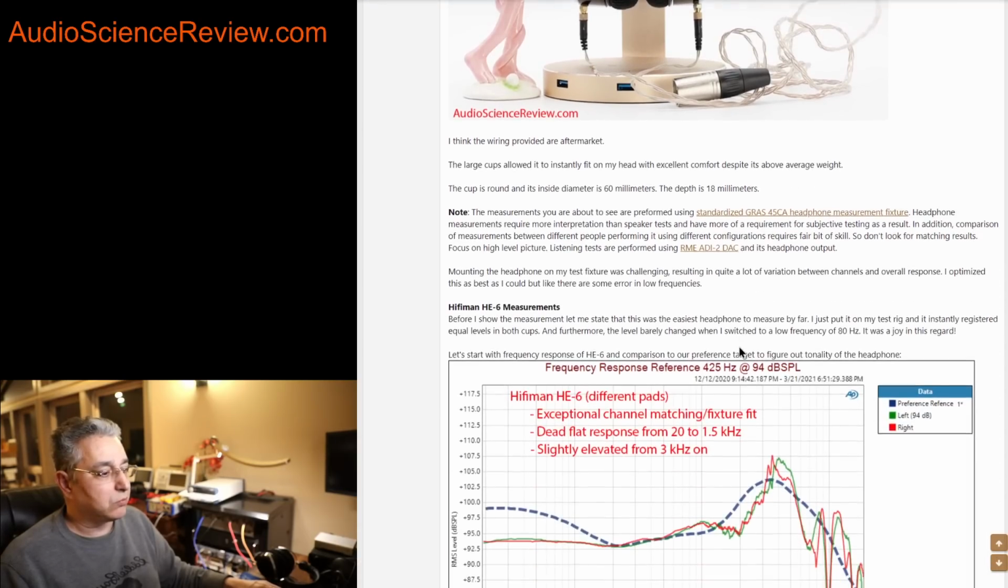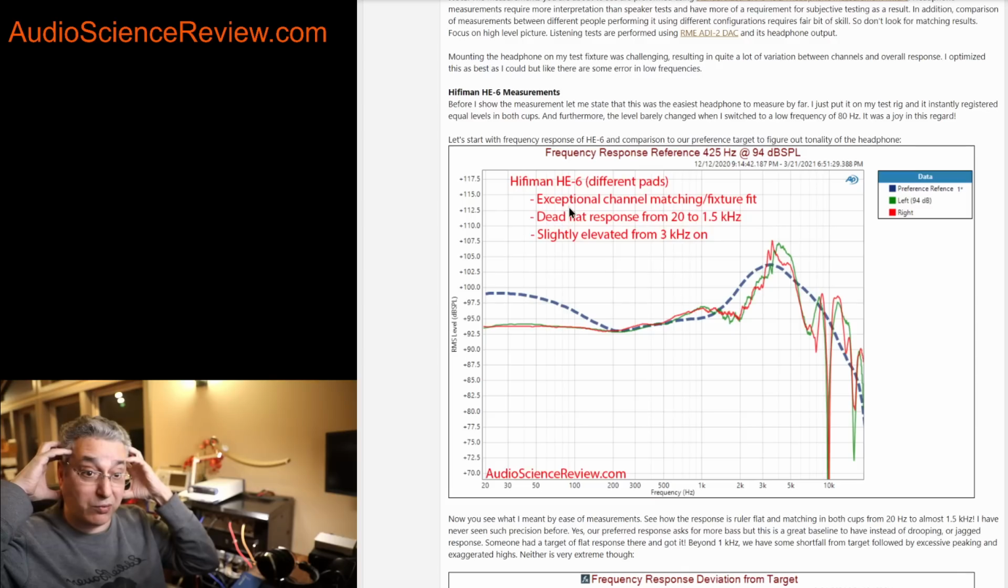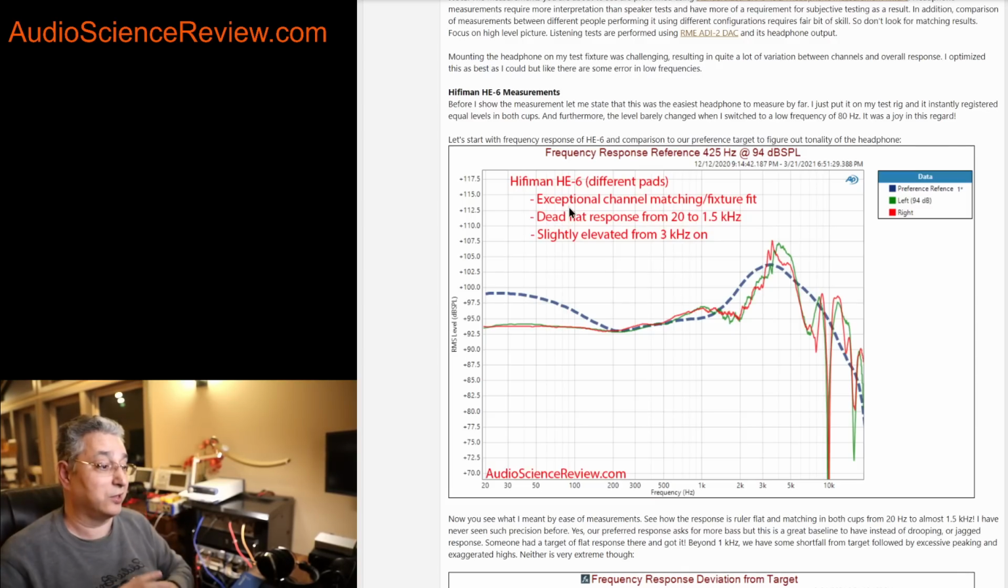So I took this HiFiMan HE-6, and it says different pads. Turns out the pads, the old ones wore out, but it's really the stock ones. And I put that on, and boy, did this thing fit like a glove on my measurement rig. I've never seen anything fit this well. The cups are very big, so when you put it around, it really seals nicely, and it's not pushing or changing the artificial ear. And not only did it match well as far as variation, but each channel matched perfectly.